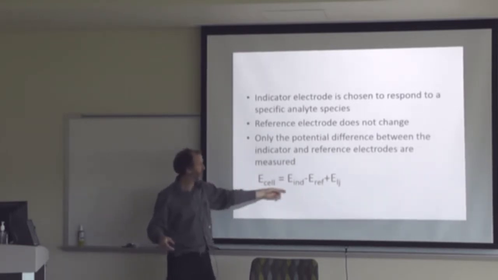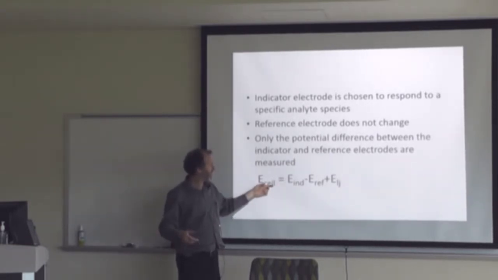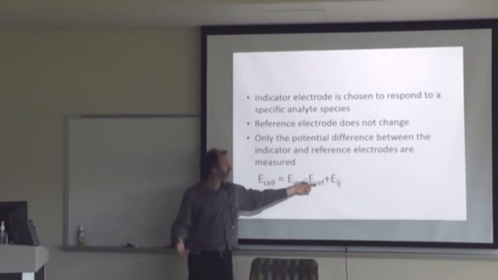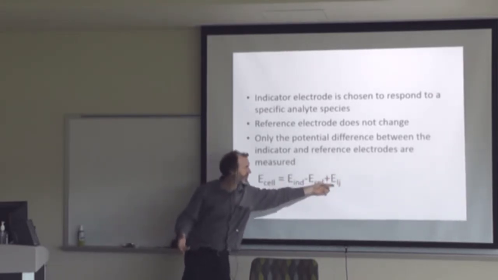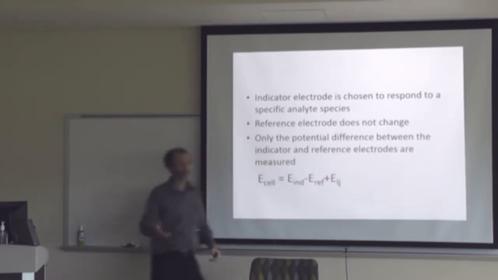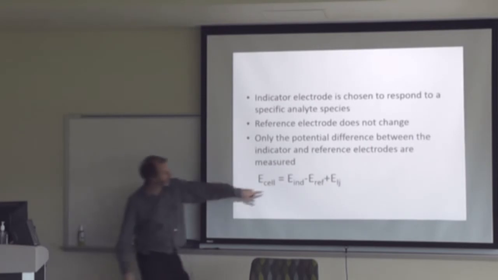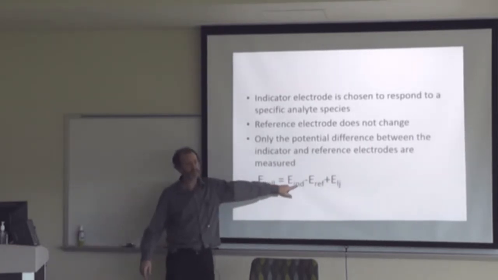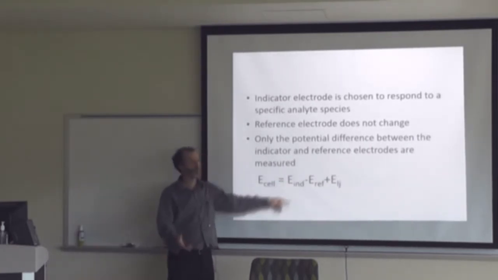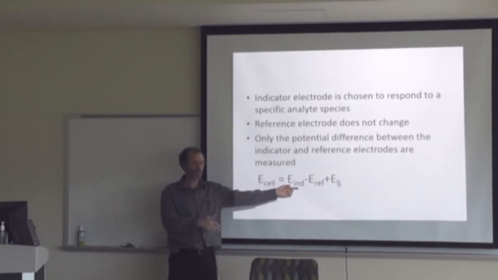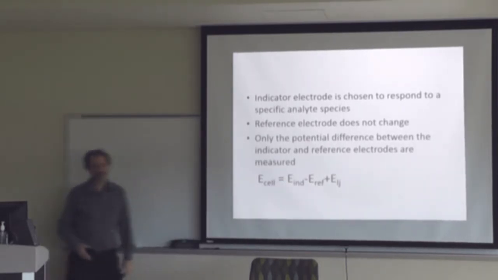And that's going to be equal to the electropotential of the indicator subtracted from the reference, and then the liquid junction on the cell, which is a constant also. So the only thing that really should be changing is this. Then we can relate this back to the activity of the ion that we're measuring in the solution in the sample. Does that make sense?